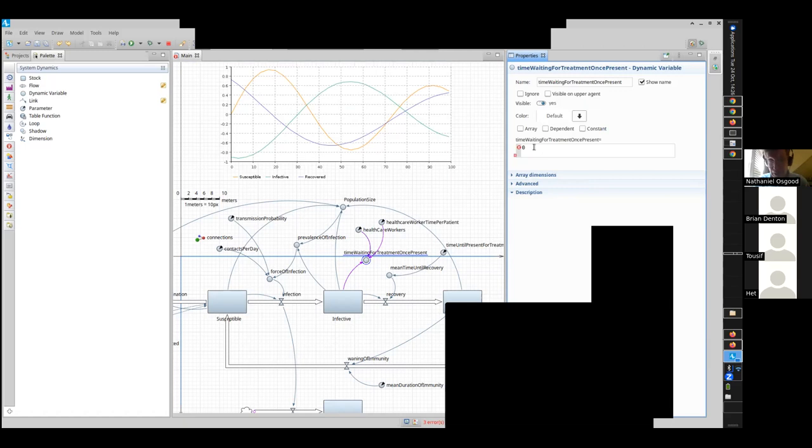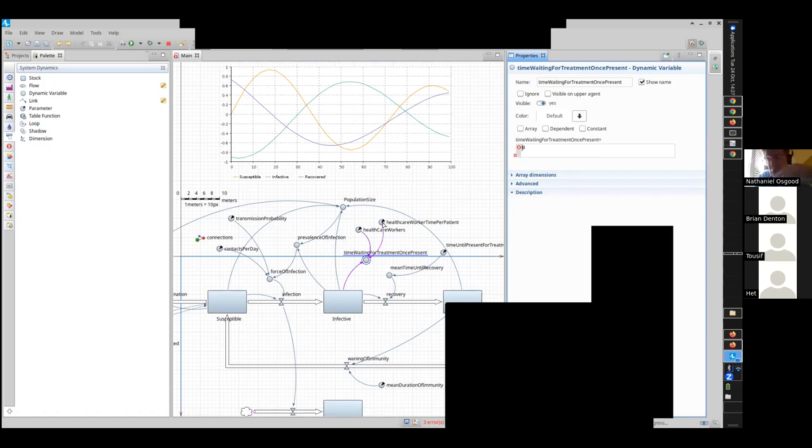Well, okay, let's think about the units. Let's think about the dimensions here. What's the dimensions of healthcare workers? We'll call it the number of healthcare workers, H. How about healthcare worker time per patient? What are the units of that? Or what are the dimensions of that?